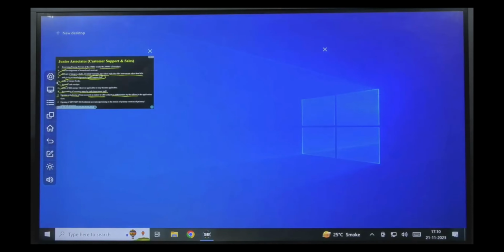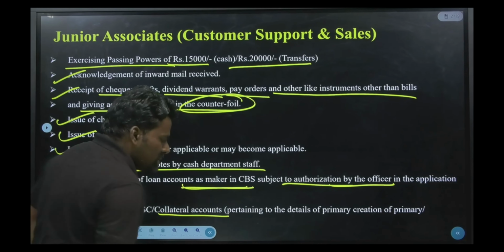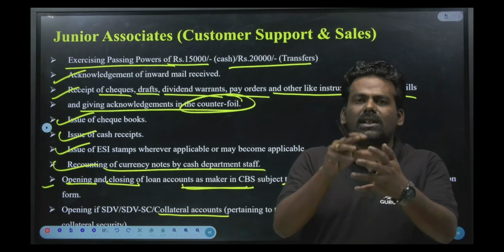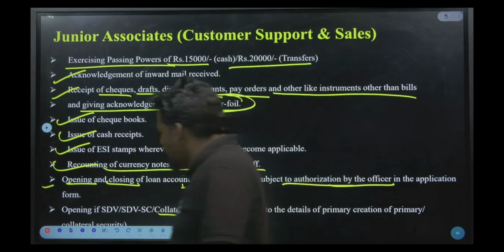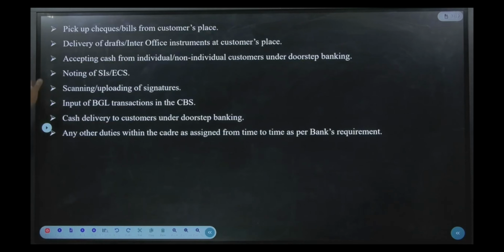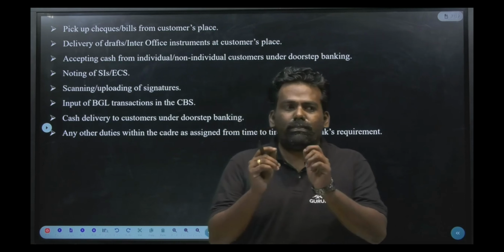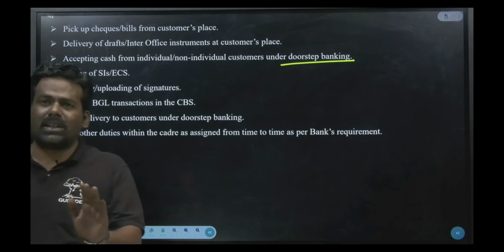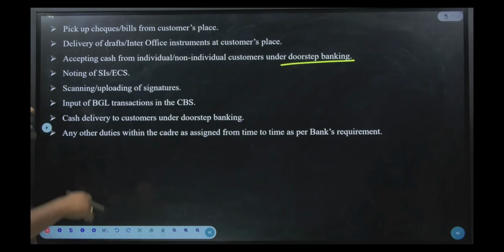Now coming to the next, opening of collateral accounts. Suppose a loan account is created, and some security has to be inserted into that particular loan account, then that is done by a junior associate. Now coming to the next thing, that is picking up checks and bills from the customer's place. Nowadays, as you know, banks are focusing on an important term, that is doorstep banking. The banks or the branches are visiting the customers. So the junior associate has to visit the customer at his or her home.